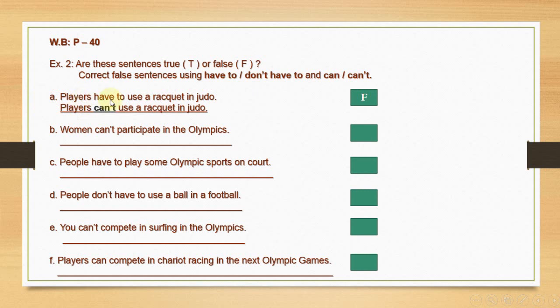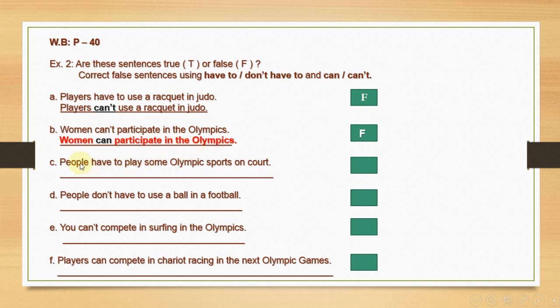Players have to use a racket in judo. Of course, false. Players can't use a racket in judo. Now, number B: women can't participate in the Olympic Games. You can write your own answers and then check your answers here. The answer is false, because now we need to rewrite this sentence using have to, don't have to, can, or can't. So: women can participate in the Olympic Games.